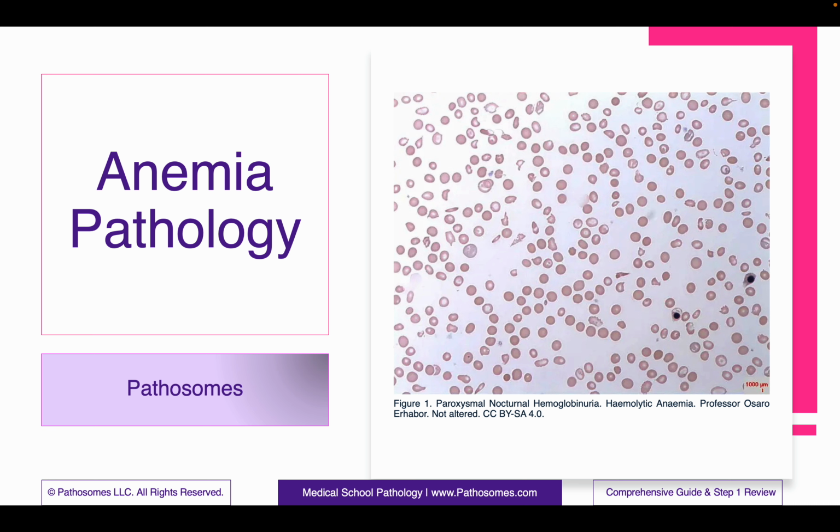You're probably wondering what's going on with this image here on the right. It's a peripheral blood smear of a patient that has paroxysmal nocturnal hemoglobinuria. If you were a pathologist, you'd be able to point out that there is hemolytic anemia occurring. I'm going to teach you that and a bunch more.